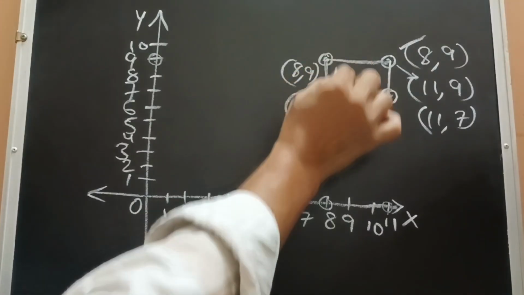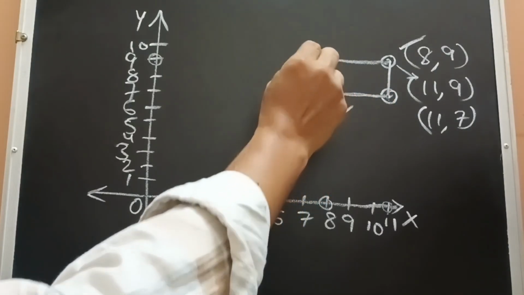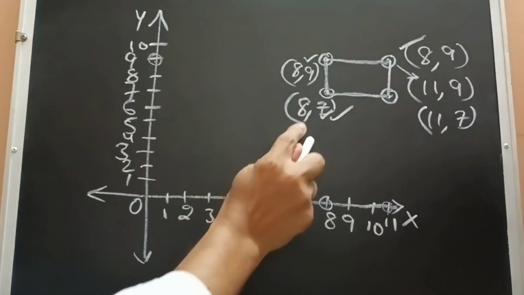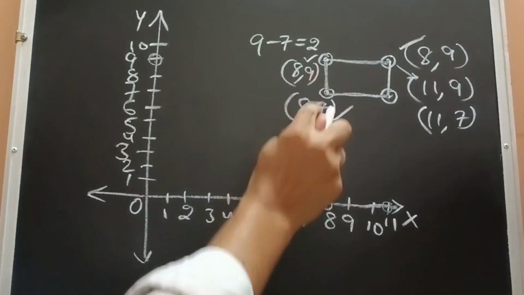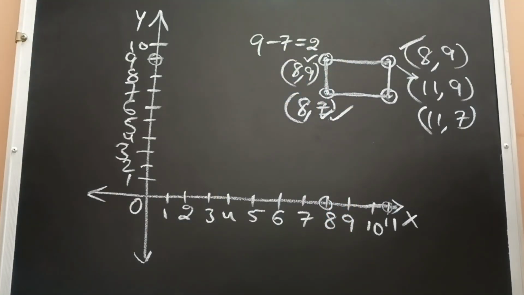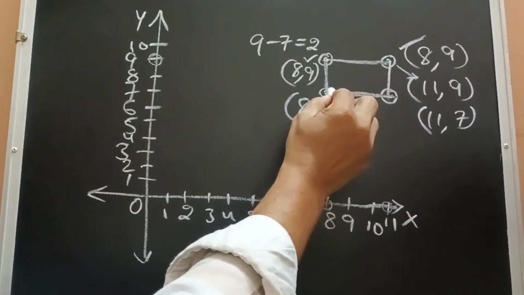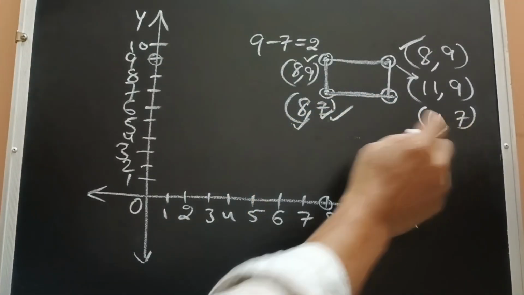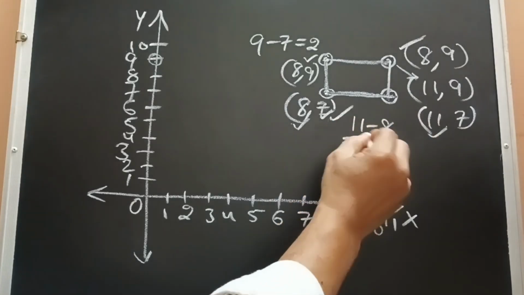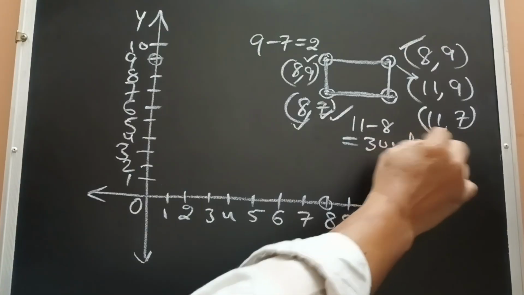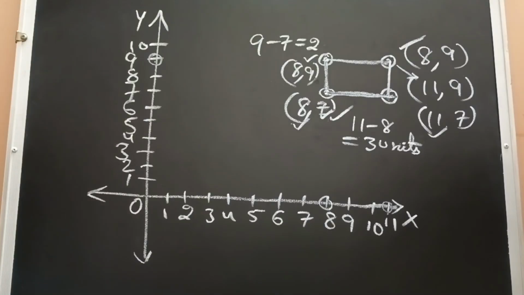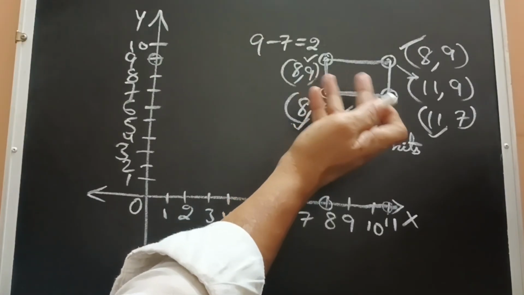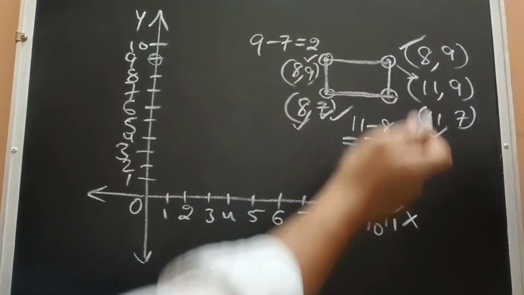It is the distance from this point to this point. What is the distance? Just subtract the y coordinates because the x coordinates are the same. So 9 minus 7 is equal to 2 units. That is the width of the table. Next, to find the length of the table, just subtract the x values, which is 11 minus 8. The answer is 3 units. Therefore, the length of the table is 3 units and the width of the table is 2 units. So here he is asking about the height of the table. Can we find the height of this table? No, we cannot find the height of the table because this is a 2D figure.